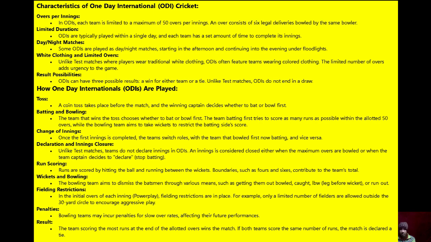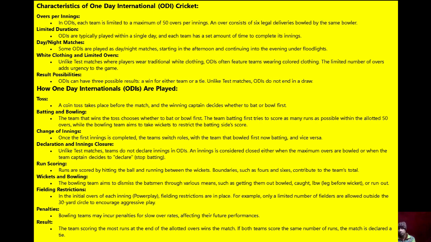Next point, limited duration. T20 matches are designed to be completed in a relatively short duration, usually within a few hours. Next point, day-night matches. Like ODIs, T20 matches are often played as day and night contests, starting in the afternoon and continuing into the evening under the floodlights.